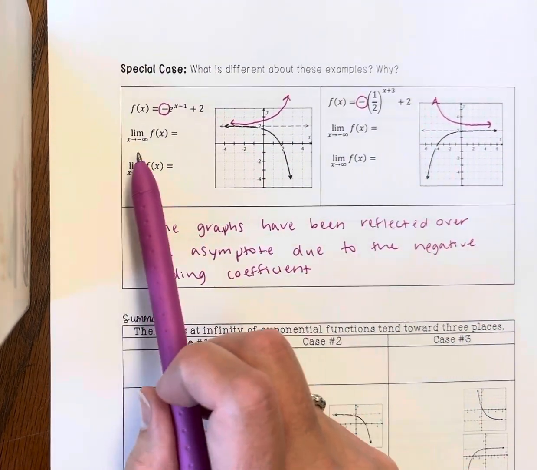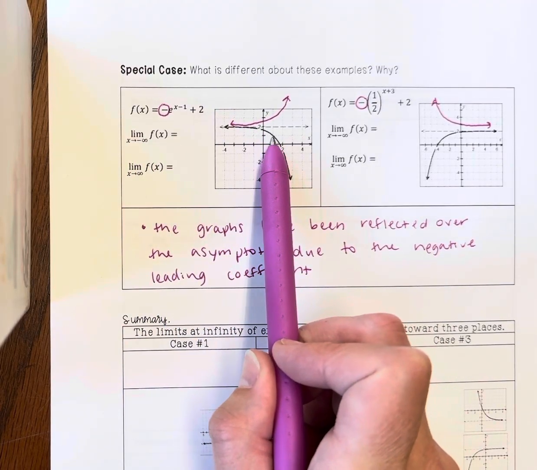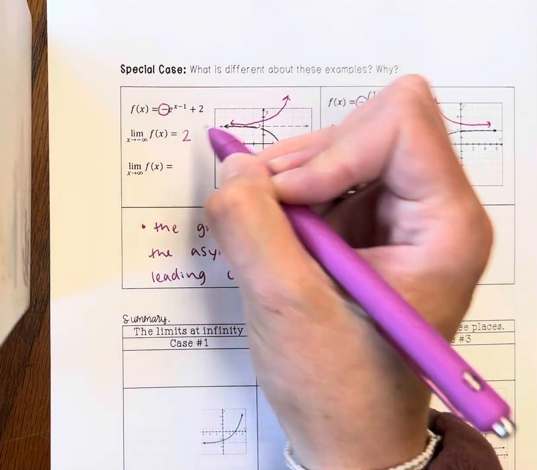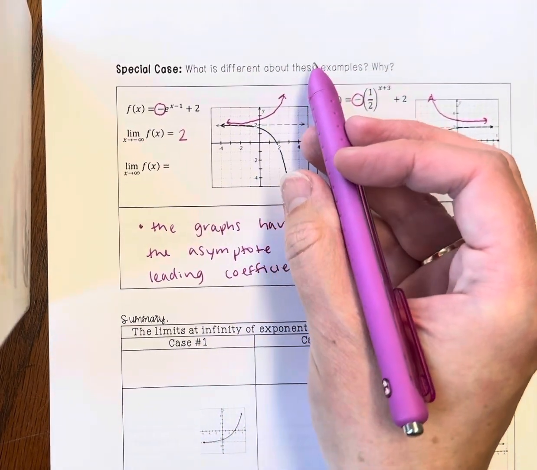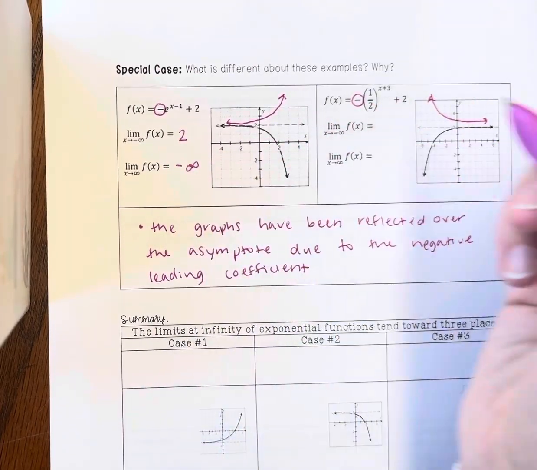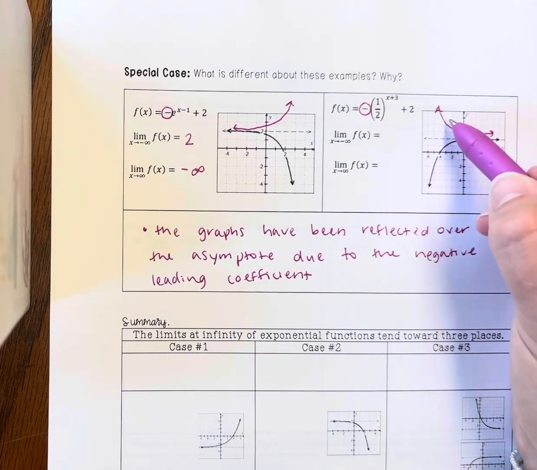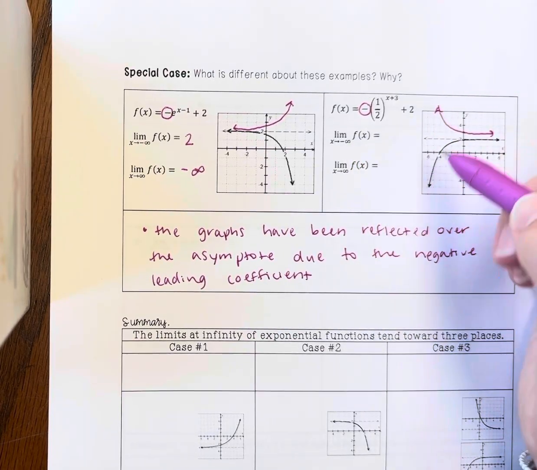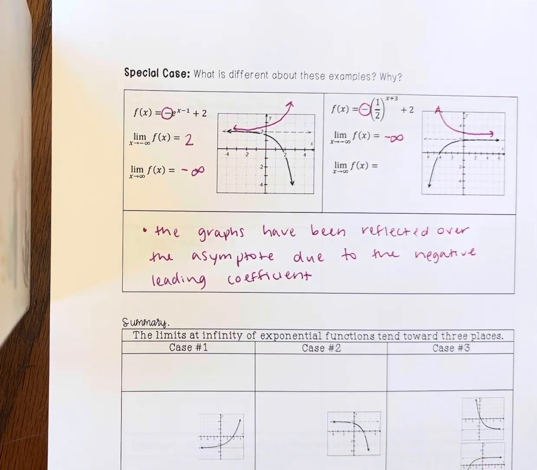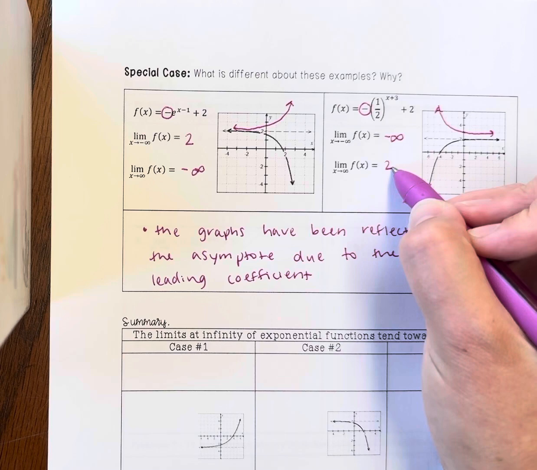So now the limit as x approaches negative infinity of f of x is actually going towards the asymptote, which is 2. And on the right, instead of pointing up towards infinity, it's going to point down towards negative infinity. On the left side of the graph, it would have pointed up towards infinity, but the left side is now pointing down towards negative infinity because it's been reflected. And the right side of the graph is still approaching the asymptote of 2.